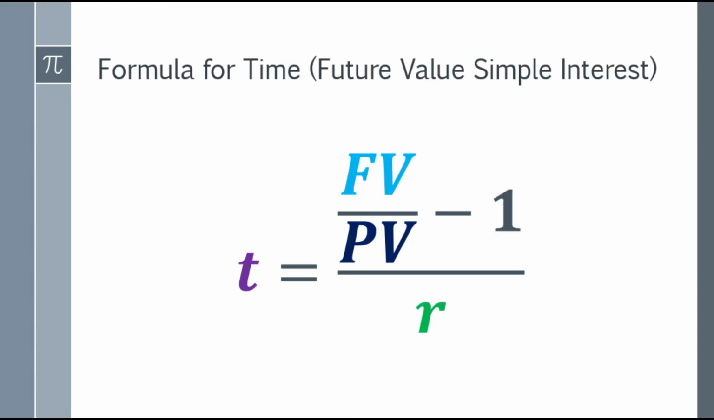So, the formula for finding the time in future value simple interest is time is equal to, yung sa numerator part is future value over present value. Yung sagot niyan, minus natin ng 1 at divide natin ng rate.